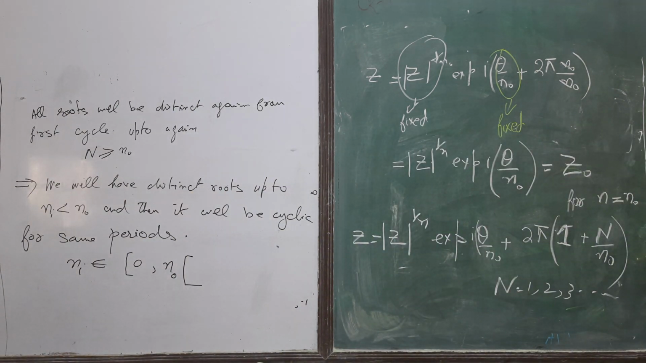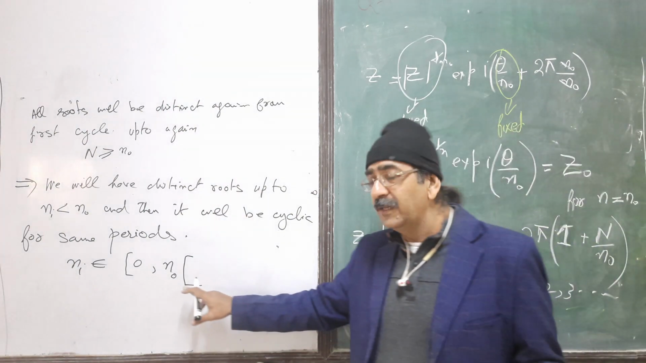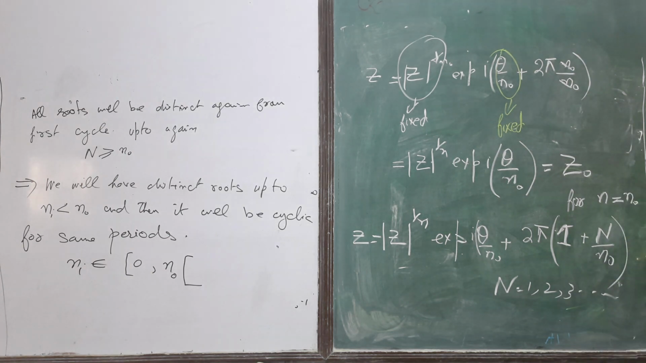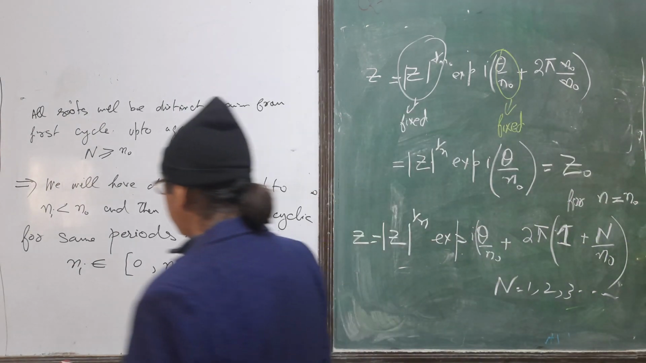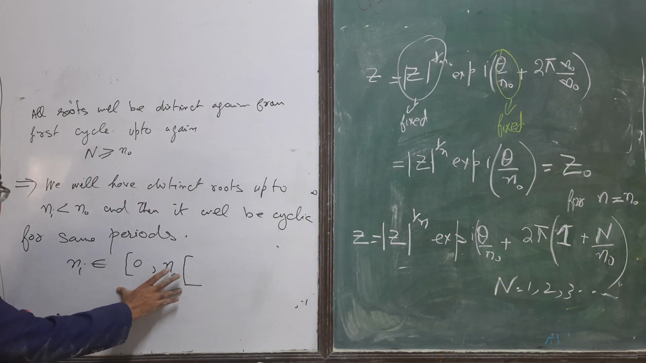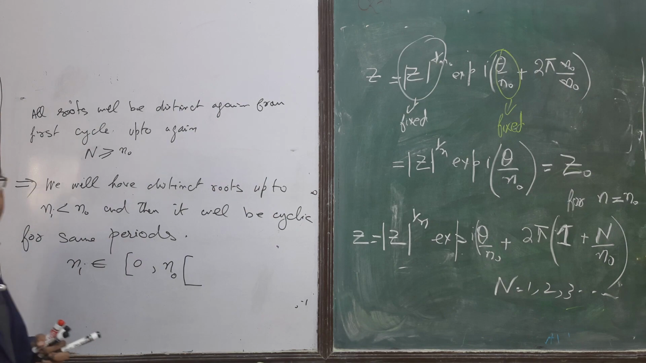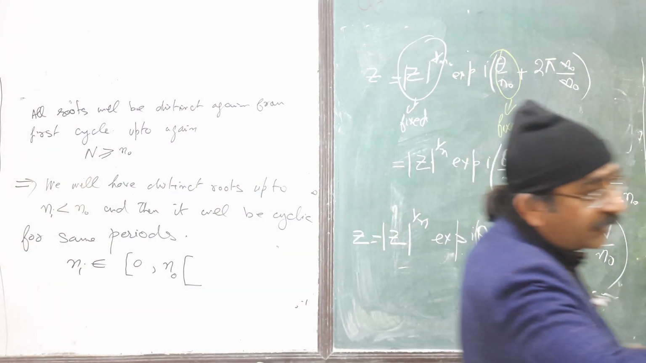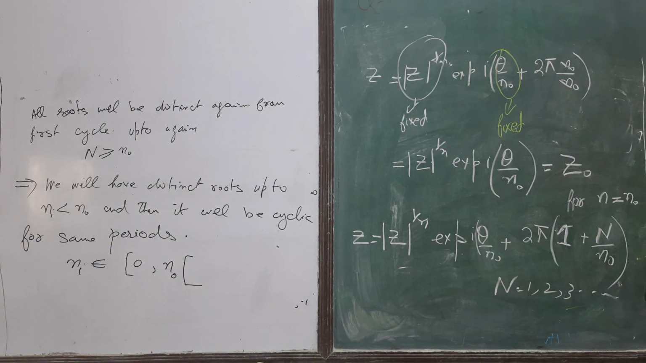If n naught is 3, then that will not be included. It will be excluded. So the number of roots will depend upon this. So this is cyclic. After that, this will be repeated. This will be cycling, and the same rule will be applied again. Got it?